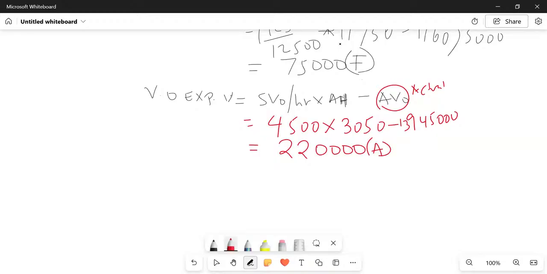Yes. Let's see. Once you attempt, just write A for attempted. A for attempted. Even if you made a mistake, so what? So long as you have attempted. Variable overhead efficiency variance.